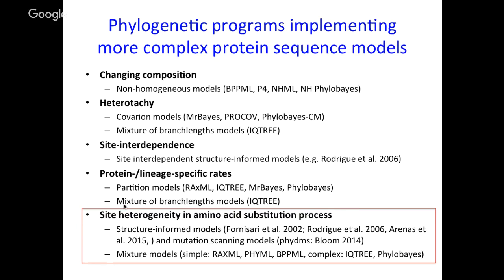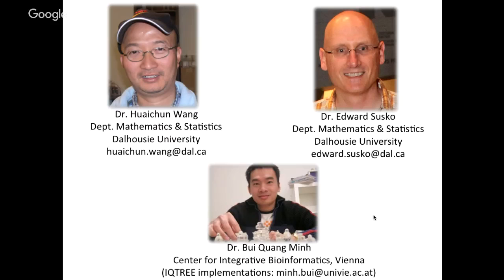What I wanted to get to really is this issue of site heterogeneity in the amino acid substitution process. And that's what I'll spend the rest of the talk dealing with. And the rest of this talk is really combined work that I've been doing with Dr. Huaiqin Wang, Ed Susko, and in collaboration with Dr. Bui Quang Minh, who's in Vienna, and he's the principal developer of the IQ-Tree program.